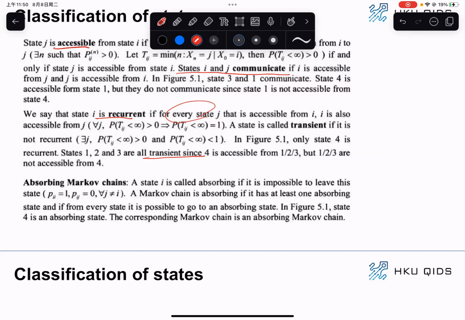And we also have absorbing Markov chain. A state I is called absorbing if it is impossible to leave this state. It is something like what? Like marriage in ancient times, right? You can never leave it. You cannot have a divorce in ancient times. So it is something like absorbing.